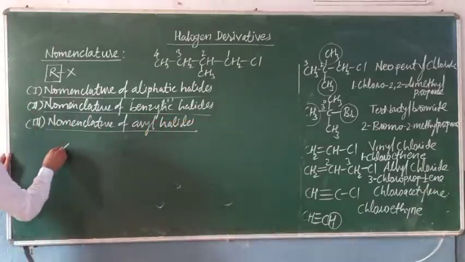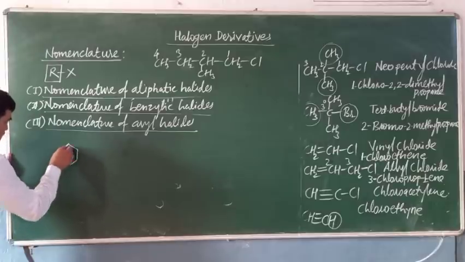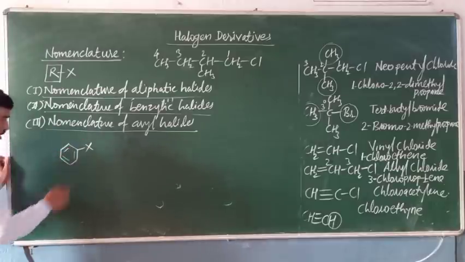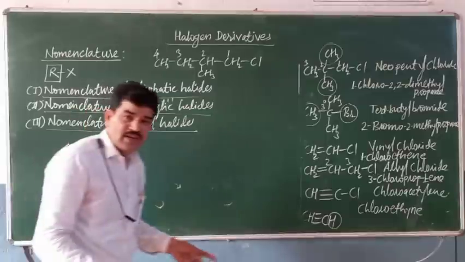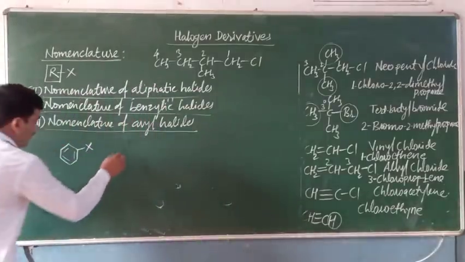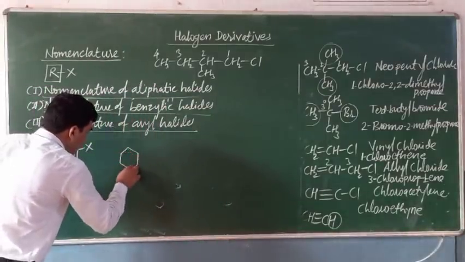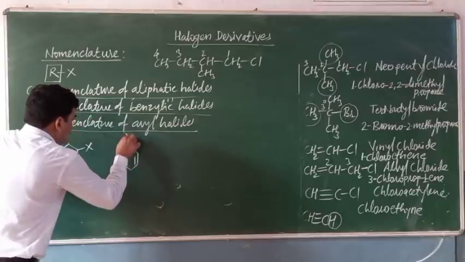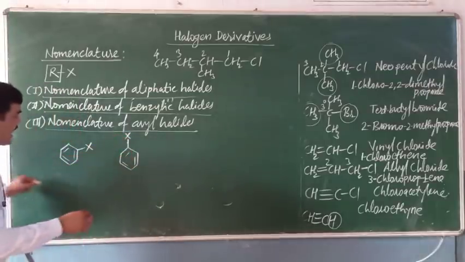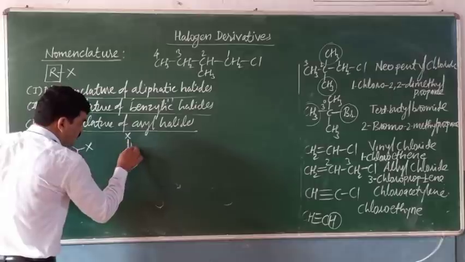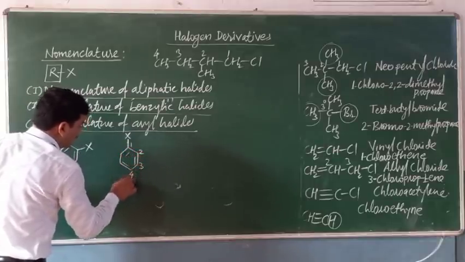Aryl halides have the general formula C6H5X. Here the halide is directly attached to the benzene ring. These are the aryl halides. So in aryl halides, the halide is attached to the first carbon, and with respect to this carbon, the other carbon atoms are numbered in this way.